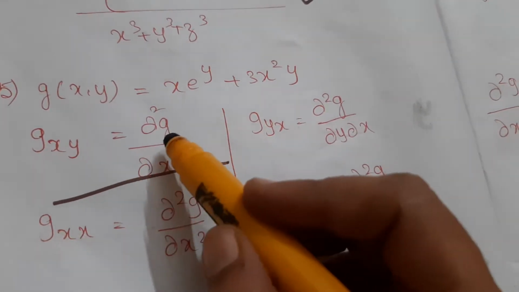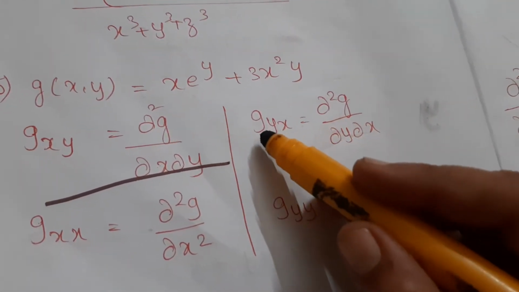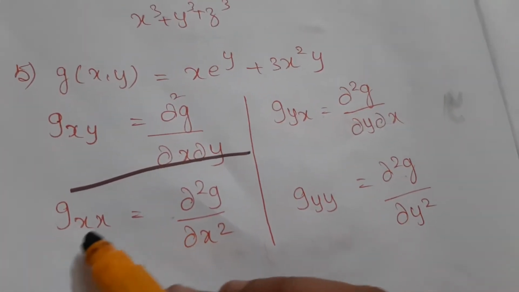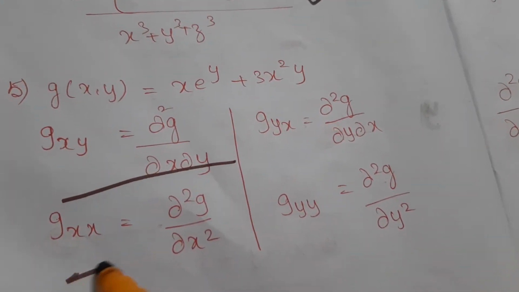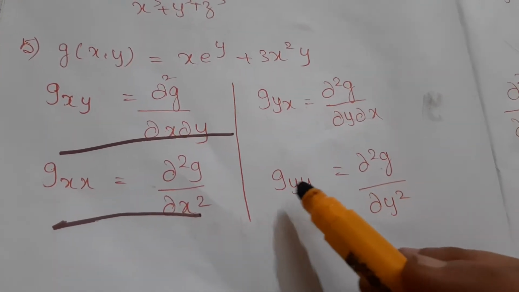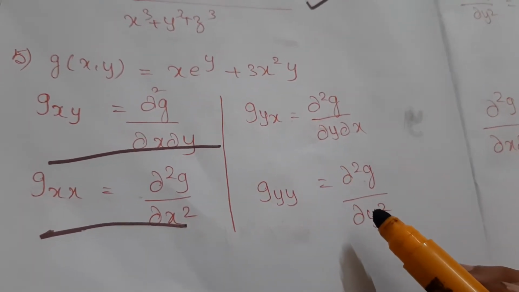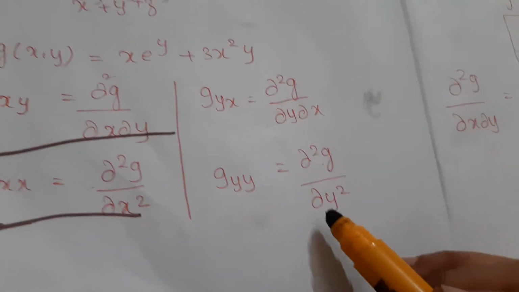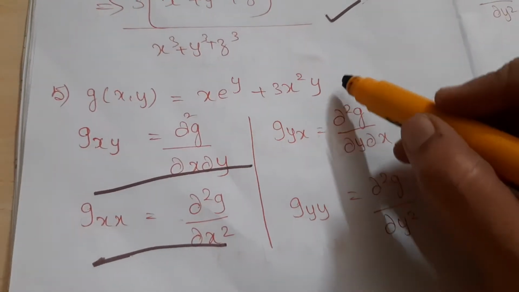So gxy is nothing but dou square g by dou x dou y. Gyx is nothing but dou square g by dou y dou x. Gxx is nothing but dou square g by dou x square, that is the second derivative of the partial differentiation with respect to x. Gyy is nothing but the second derivative of the g function with respect to y. So these are the things I must find out for this function.